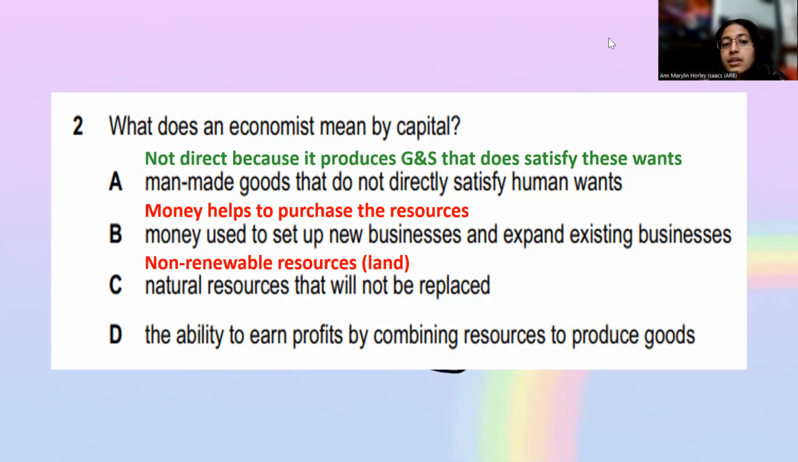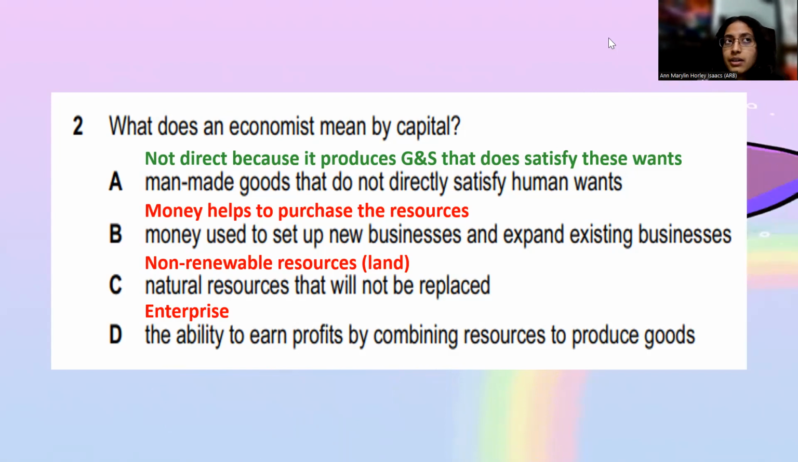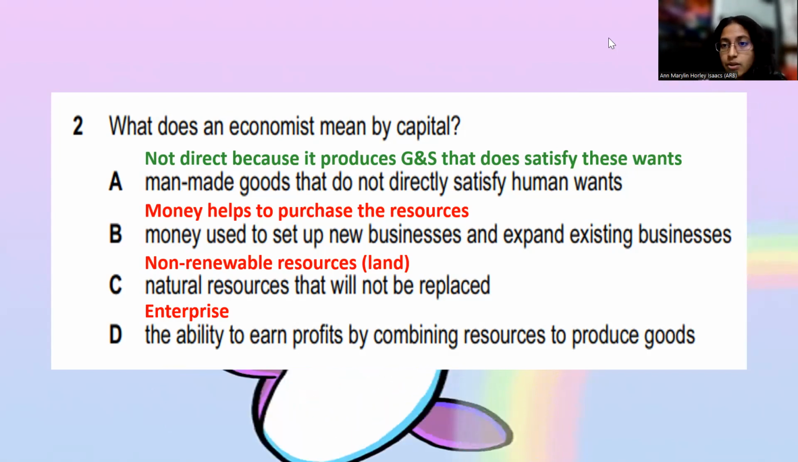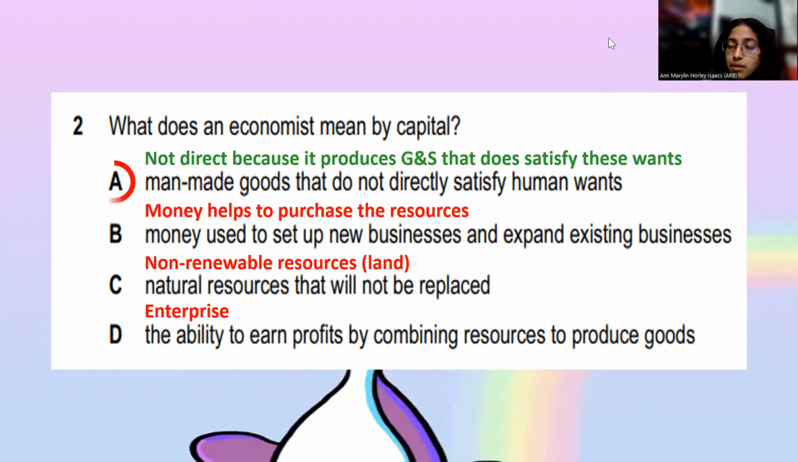The ability to earn profits by combining resources to produce goods, that would refer to enterprise. It's the only factor of production whose job is to combine the other three: land, labor, capital. And ultimately, at the end of the day, it takes the risk when it combines these resources to produce, hopefully making a profit.